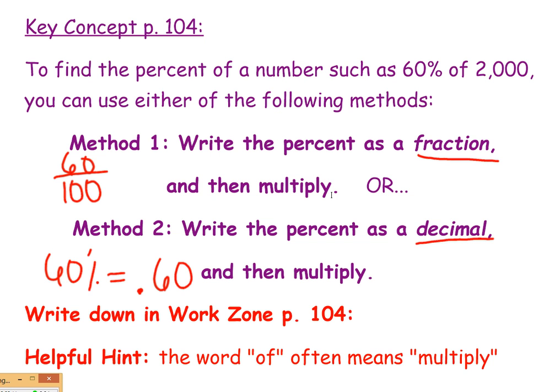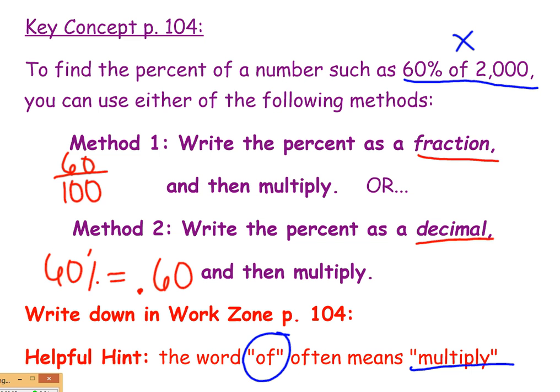Here's a helpful hint that I want you to write down in the work zone on page 104. The word of often means to multiply. So whenever you see like 60% of 2,000, just think 60% times 2,000. Okay? You need to write that down, so you may need to pause right now and write down that the word of means multiply.